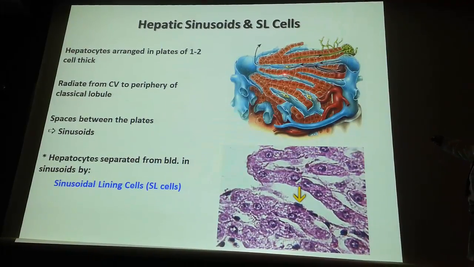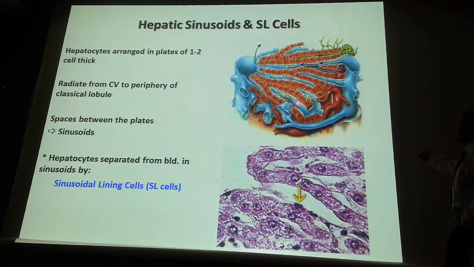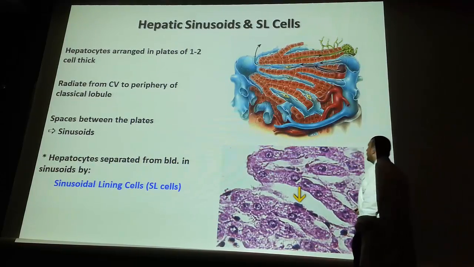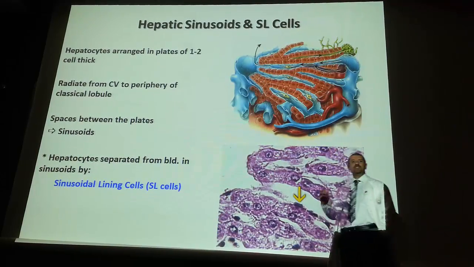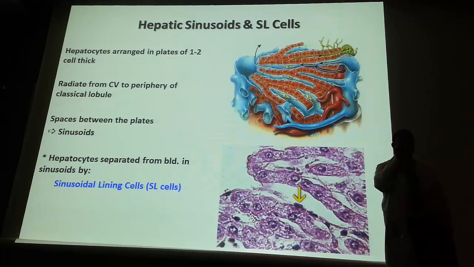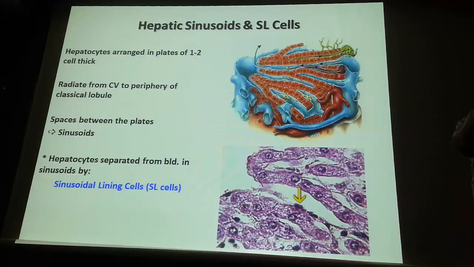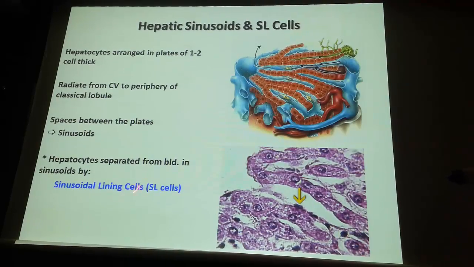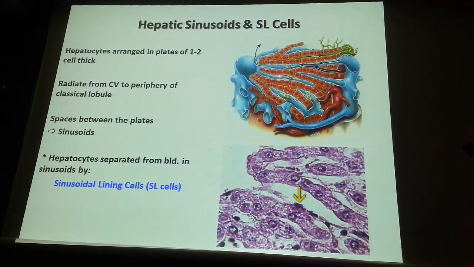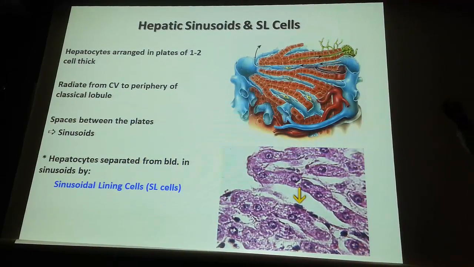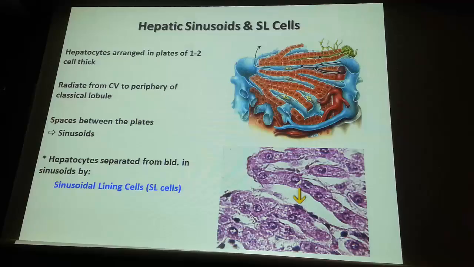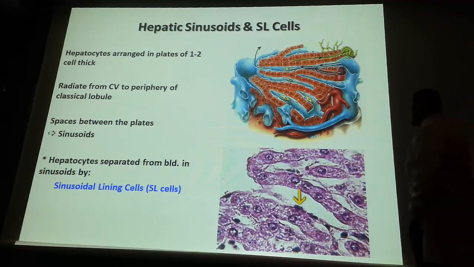So in the liver, these endothelial cells, the blue ones that line the sinusoids, we call them, to specialize them or differentiate them from other endothelial cells, sinusoidal lining cells. So what are the sinusoidal lining cells? These blue ones are nothing more than the endothelium of the capillaries, of the sinusoids. We call them sinusoidal lining cells.